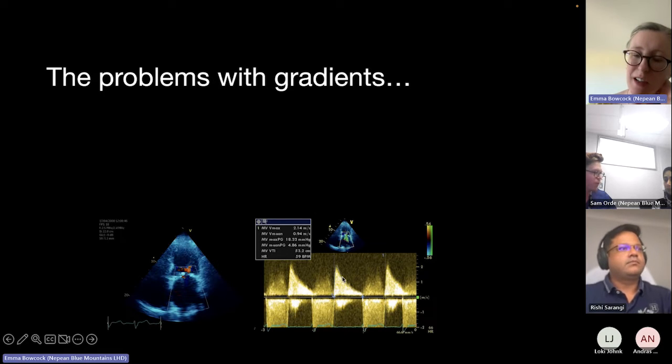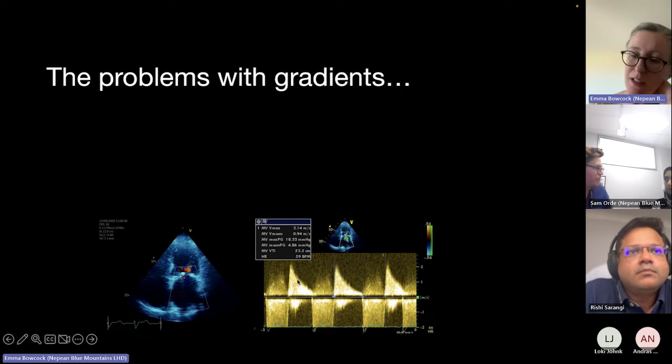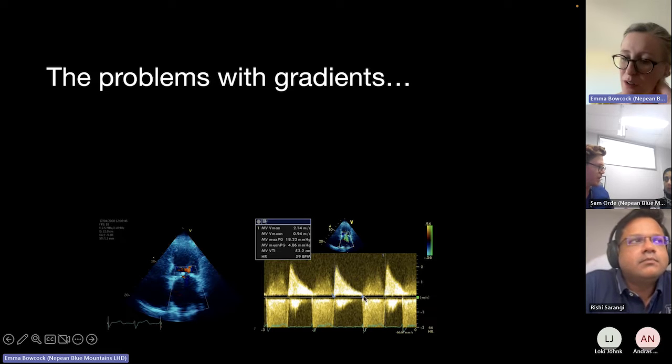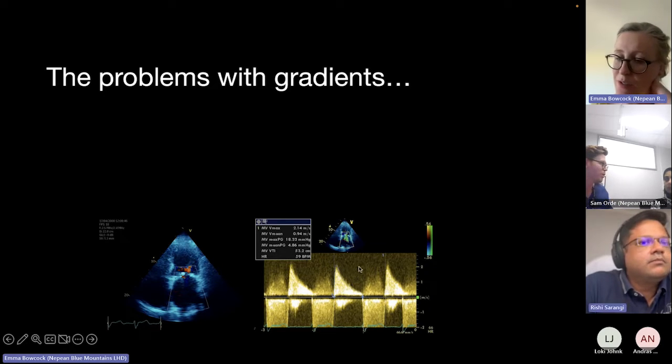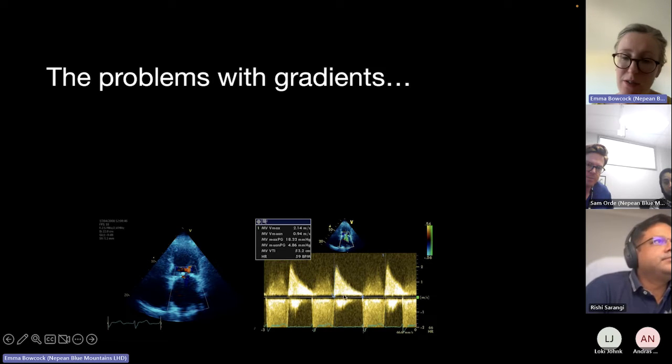And just an eyeball way to look at that is if you're seeing a really low pressure half time, where the pressure gradients are reducing quite quickly, then as opposed to being a straight line that takes ages for the pressure to equalize, that can give you an idea that you're dealing with not a significantly stenosed valve, but probably the gradients are up because of the mitral regurgitation.